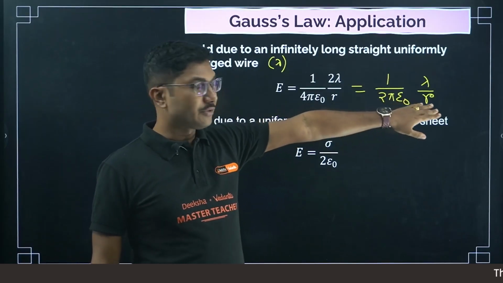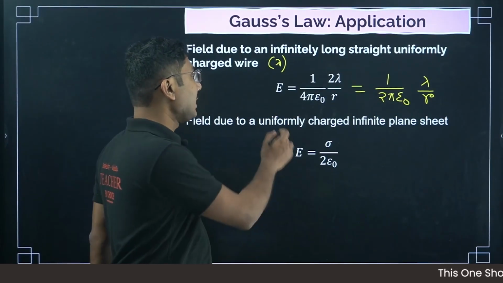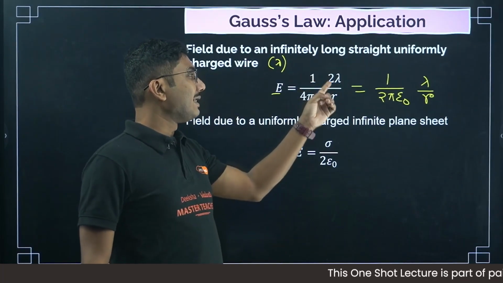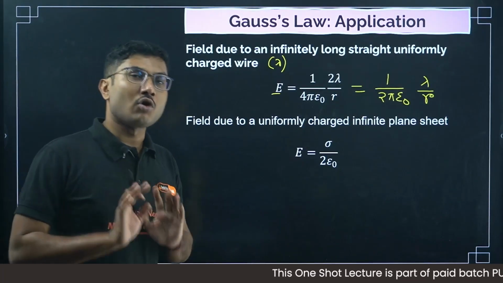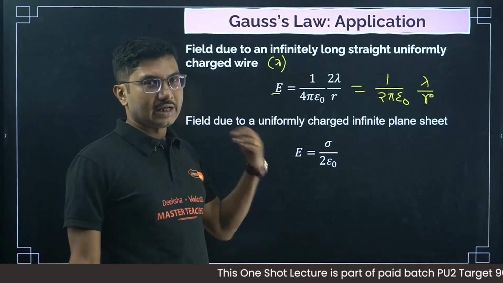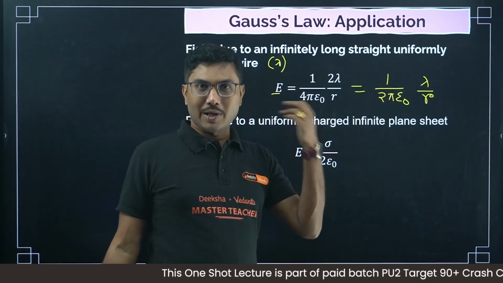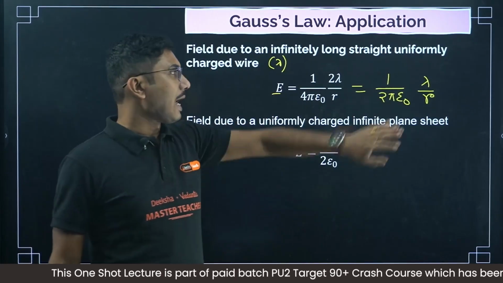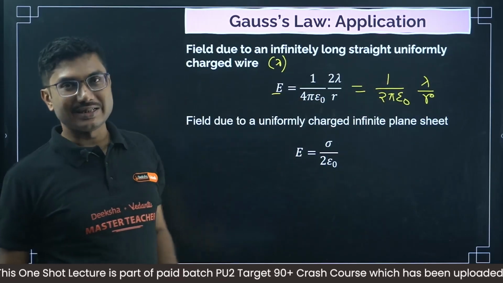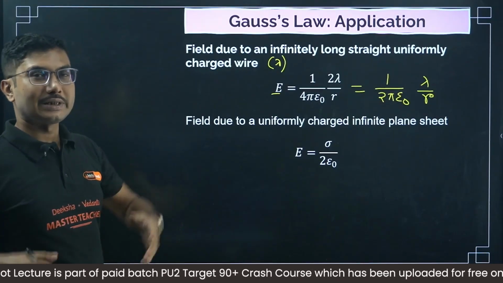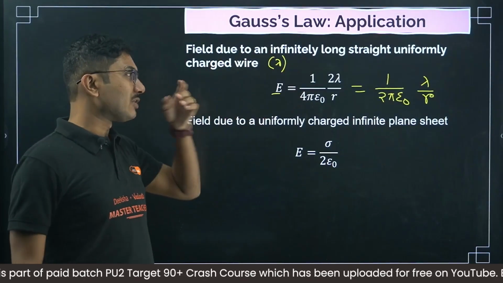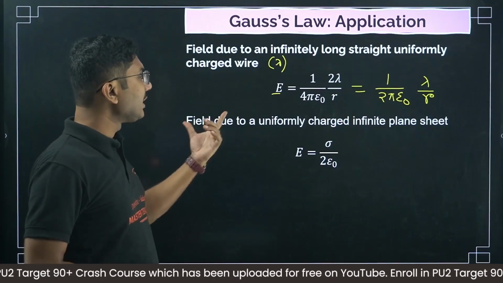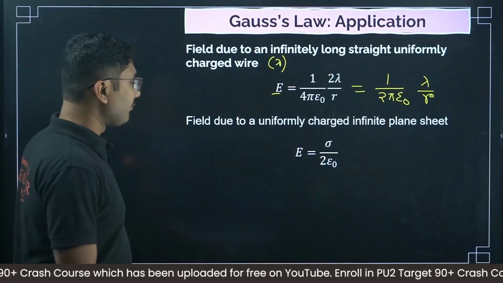If you are familiar with the other formula, that is also okay, but you have to remember that the electric field for an infinitely long straight wire is inversely proportional to distance, not to the square. Generally electric field is proportional to 1 by r square, right? In this case electric field is proportional to 1 by r only, and lambda is the line charge density. So no matter what the total charge on the wire is, it only depends on the line charge density.